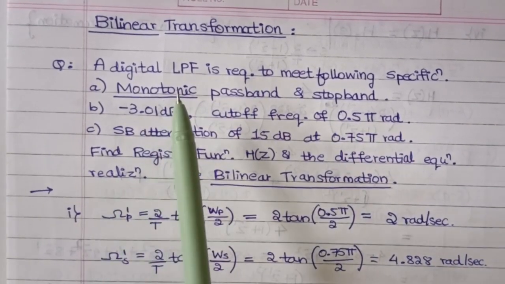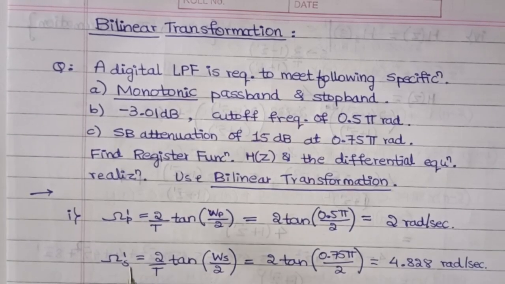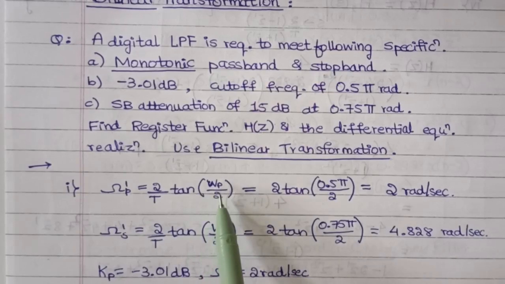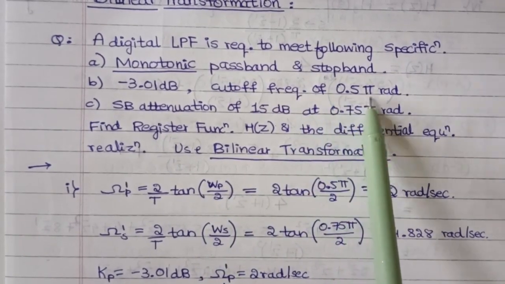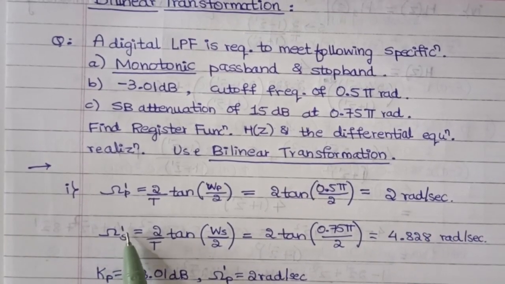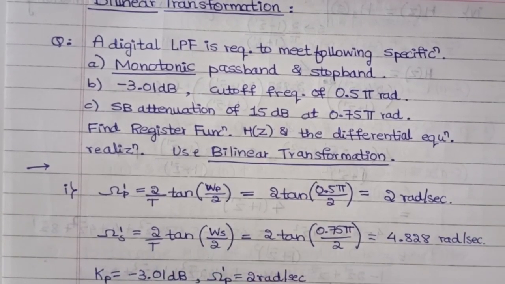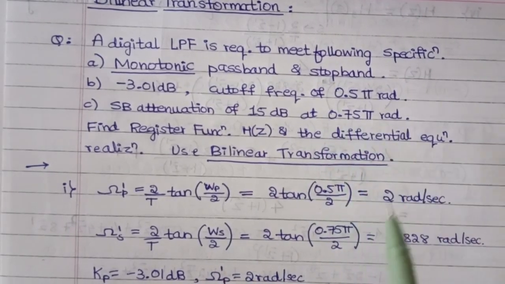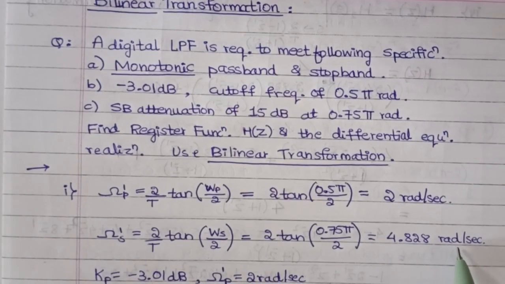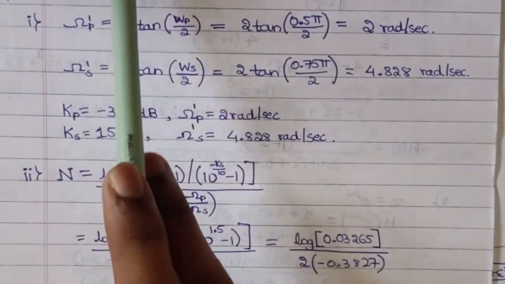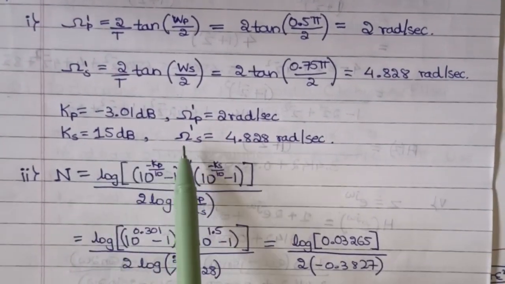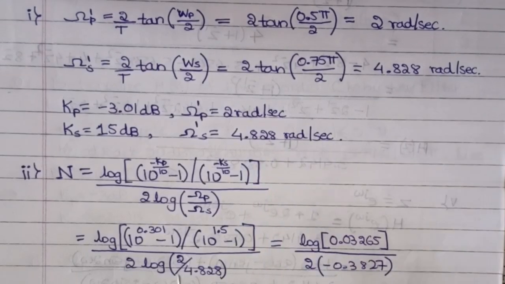In bilinear transformation we have to do the pre-warping step. For pre-warping we have to find omega p dash, which is given by 2 by T tan(wp by 2). Wp given is 0.5 pi. When we substitute this in the formula we get 2 radian per second. Similarly, omega s dash is equal to 2 by T tan(ws by 2). Ws is given as 0.75 pi. Hence by substituting it in the formula we get 4.828 radian per second. The given value 3.01 dB is Kp, omega p dash is 2 radian per second, Ks is 15 dB, omega s dash is 4.828 radian per second.